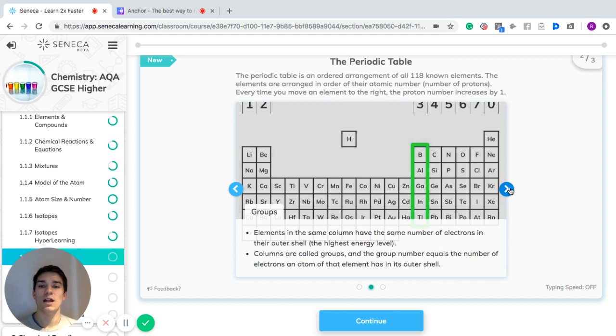Now, elements in the same column have the same number of electrons in their outer shell. That's the highest energy level that the electrons sit in. Columns are called groups in the periodic table, and the group number is equal to the number of electrons an atom has in its outer shell.